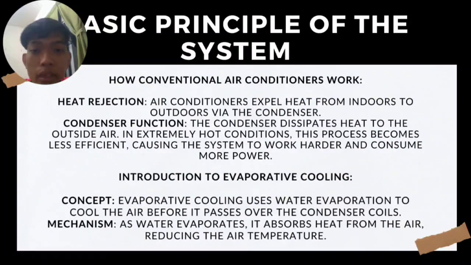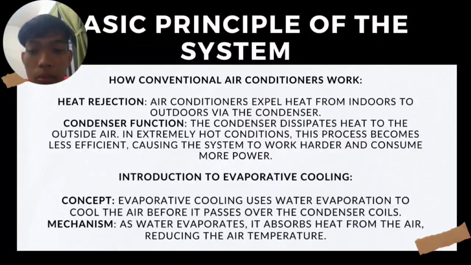Basic principle of the system. Usually, a conventional air conditioner works by expelling heat from indoors to outdoors via the condenser. The condenser dissipates heat to the outside air. In extremely hot conditions, this process becomes less efficient, causing the system to work harder and consume more power. So to overcome this problem, we introduce evaporative cooling.